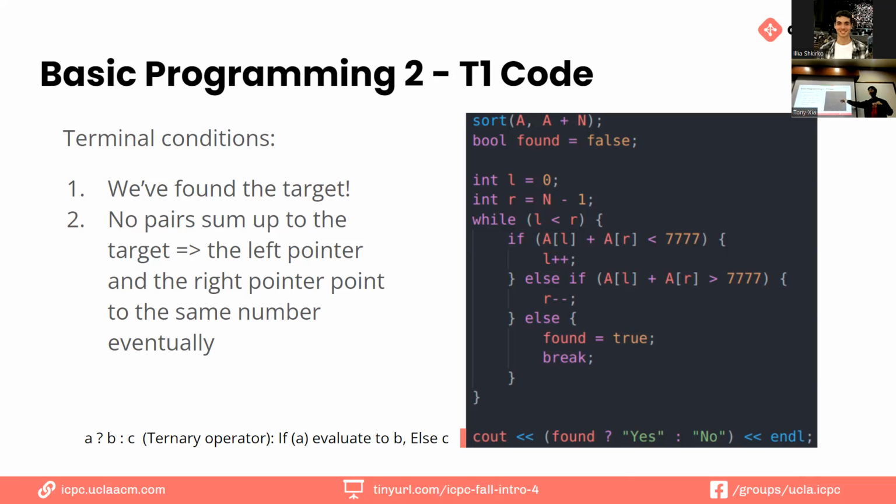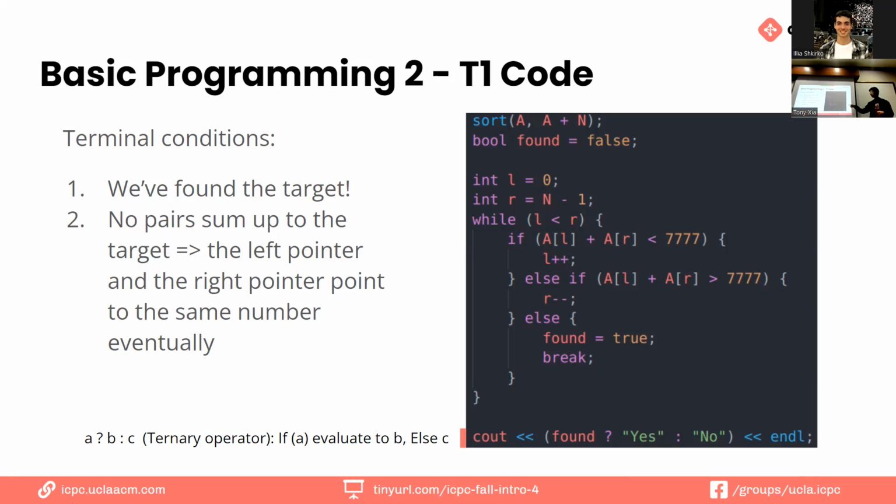If the number pointed to by the left pointer and the right pointer sum up to the target, well, while they're smaller than the target, we want to increment the left pointer, so moving it one stop to the right. If the sum is greater than the target, we want to decrement the right pointer. And then if the sum is equal to the target, we want to terminate our loop and output the result. So at the end, we print yes if we found the pair, and no if we can't find the pair.